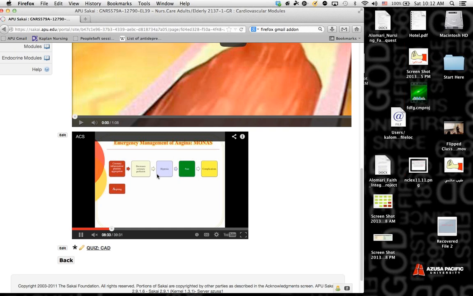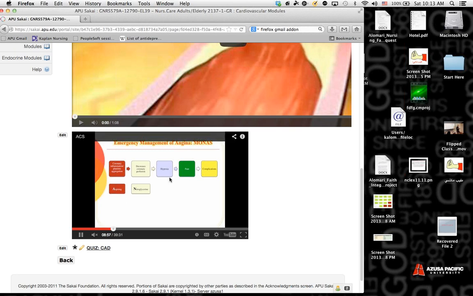You need to know what each one stands for, what the regular dose is, and what kind of instruction you give to your patient. Nitroglycerin should be sublingual, not oral. Aspirin, the patient should chew it before they swallow it. And of course, you need to know why, because we want maximum and quick absorption of this medication through the blood system.